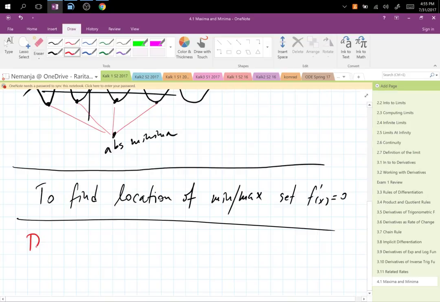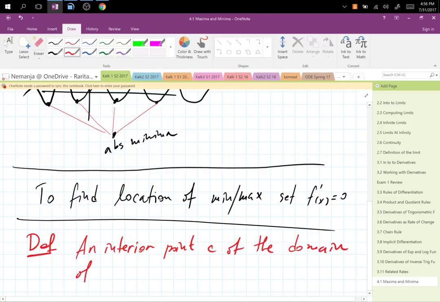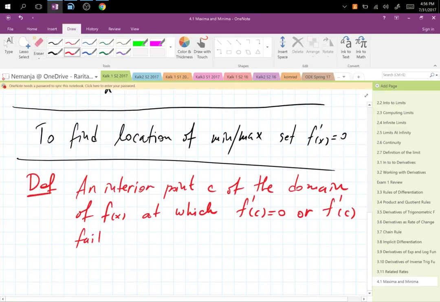So, definition. An interior point c of the domain of f at which f prime of c is equal to 0, or f prime of c fails to exist, is called a critical point of f.